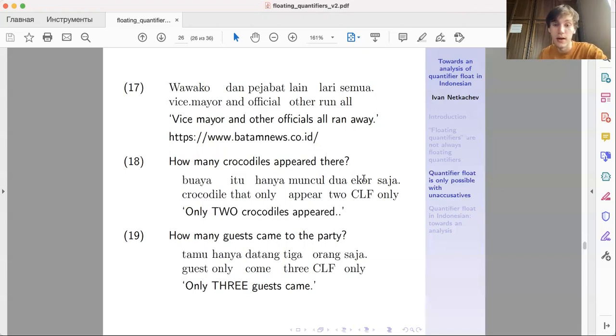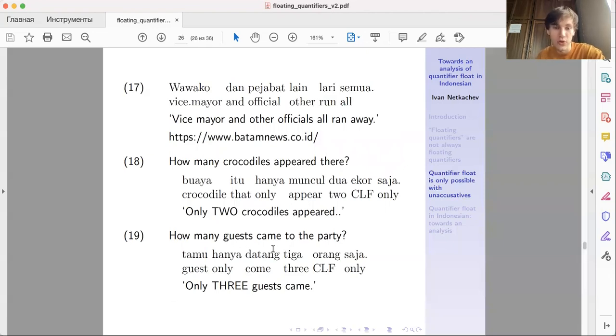Also note that this will be pretty important for my analysis: in the examples with floating quantifiers, the quantifier, or in this case the numerative complex, is focused, which is in fact suggested by the context, by the current question under discussion provided here. However, the nominal, which occurs clause initially, is topicalized.